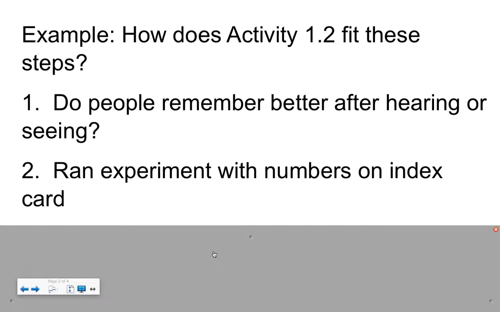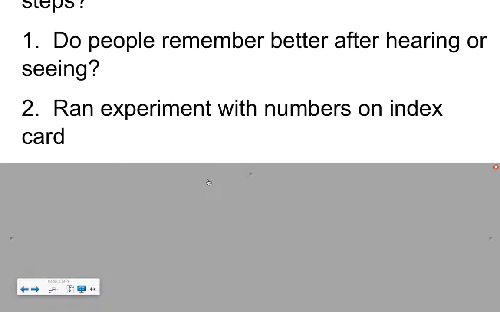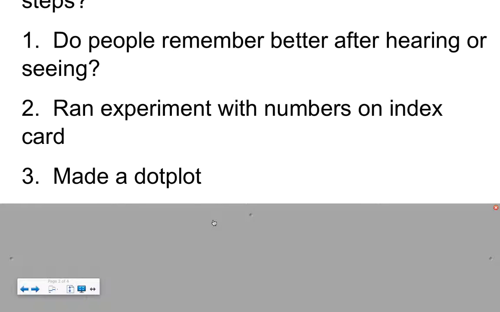Number 2 is to produce the data. You guys did this when you ran the experiment with the numbers on the index card. That was the data you collected to try and see if people remember better after hearing or seeing. The third step is to analyze the data, and you guys did this by making a dot plot. You looked at the class data, you had all the differences, and you made a dot plot of all of those differences.